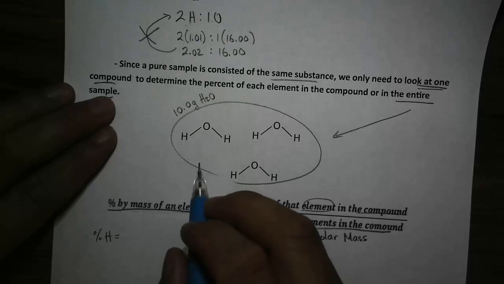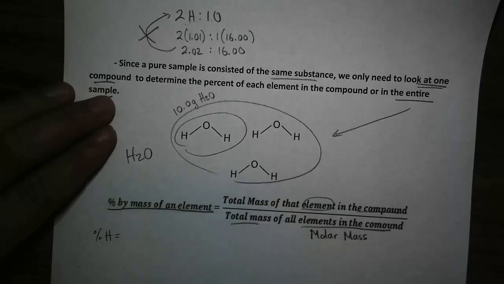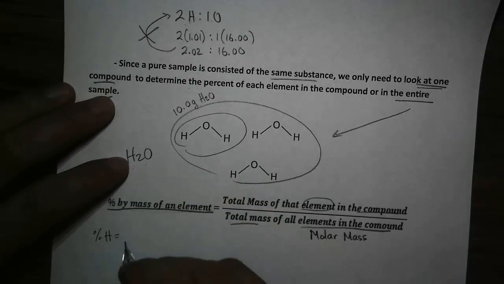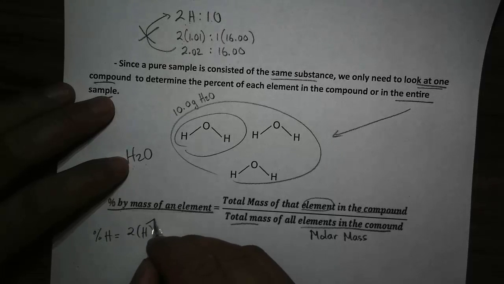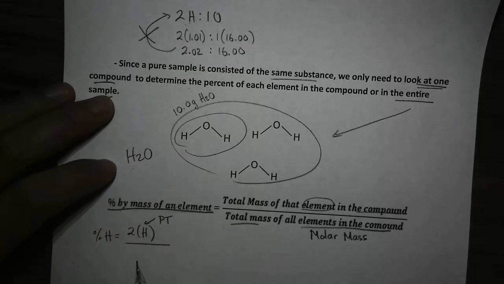And for hydrogen, in this case, if we look at one compound, which is H2O, it has how many hydrogen? It has 2 hydrogen, so we would say 2 times the number of hydrogen. This is the mass from your periodic table. And then down on the bottom, we would have the molar mass of water.